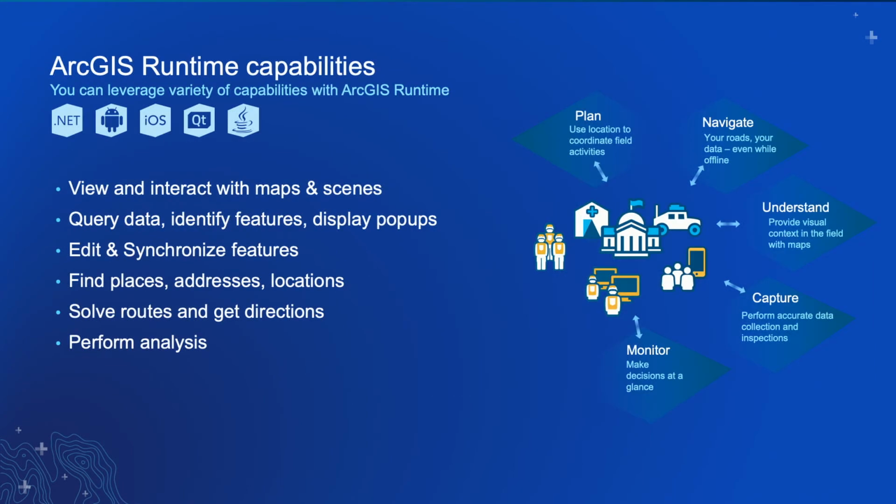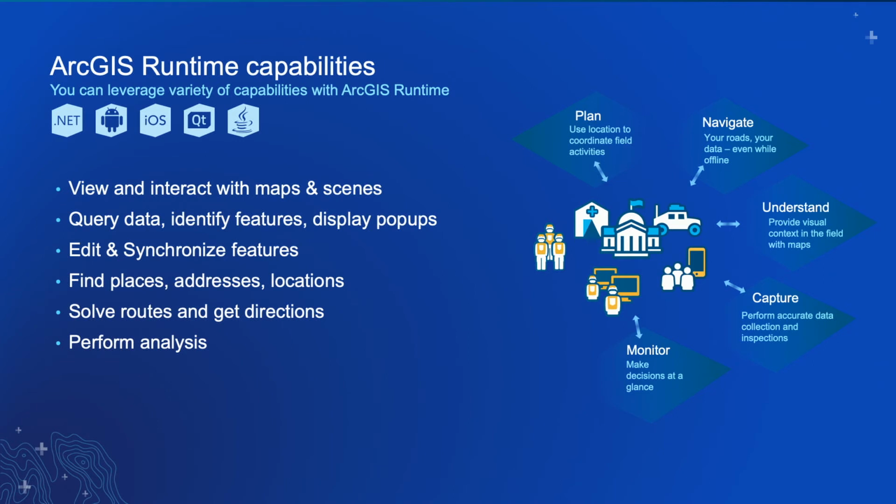ArcGIS Runtime has a variety of capabilities that you can use in your native apps. All of these capabilities are available to you whether you're online and connected to the network or you're offline without a network. I'm not going to go into the details of these capabilities, but in this session, we'll give you an overview of how you can take advantage of some of the offline workflows to enable these capabilities.